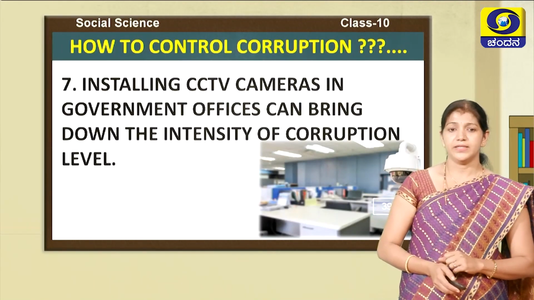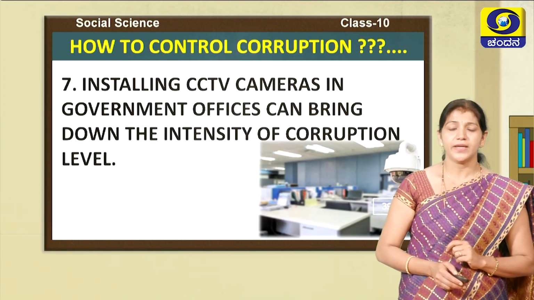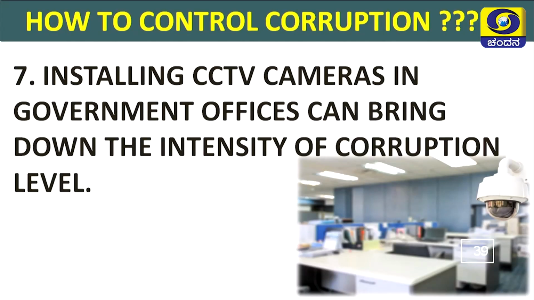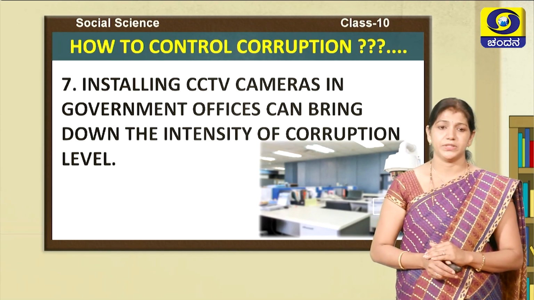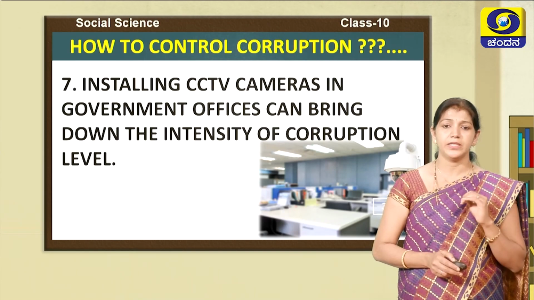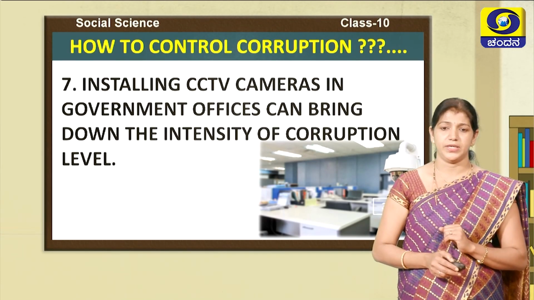The next is installing CCTV cameras in government offices. It can bring down the intensity of corruption. CCTV camera installation is also one of the measures to avoid corruption. It brings down the intensity of corruption in society.